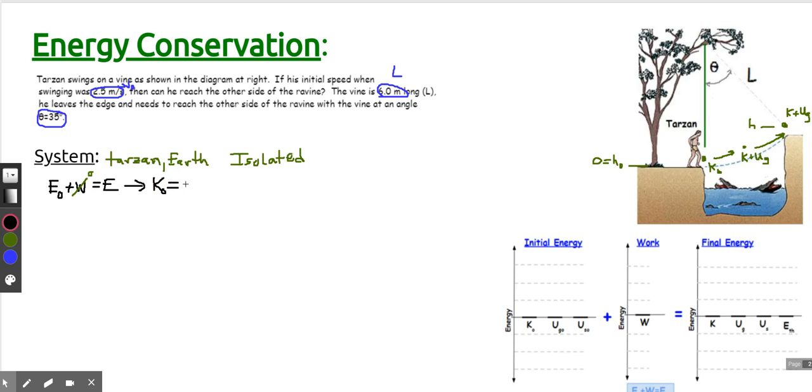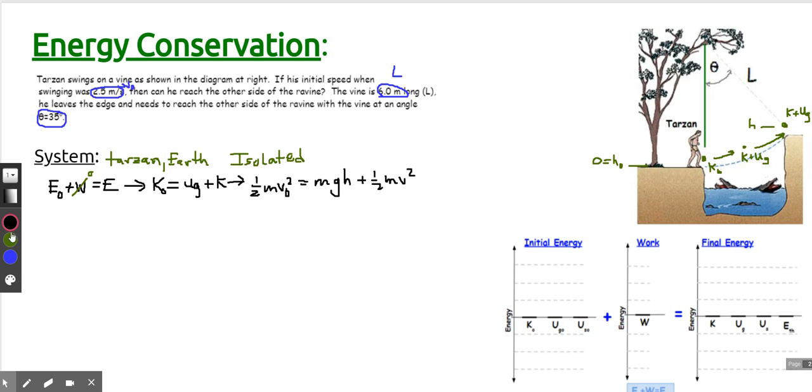And that's going to turn into, we think, some UG, some gravitational potential energy, plus some final kinetic, perhaps. Okay, and we're going to plug in our details for all these energies. Kinetic energy is 1/2 m v initial squared. I think that's going to turn into some mgh plus some 1/2 m v final squared. So let's go ahead and put in our details.